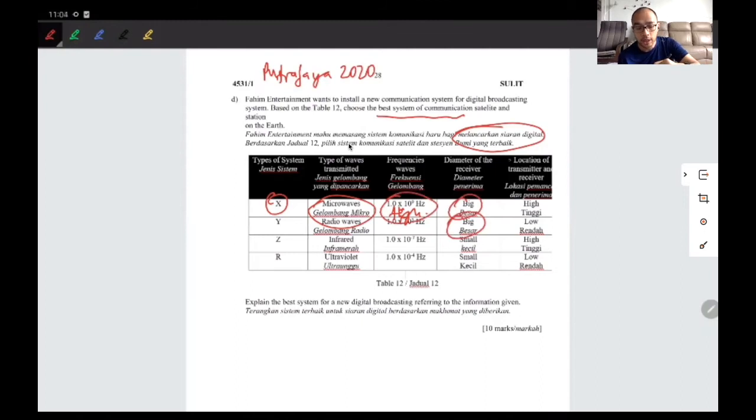Okay, location of the transmitter and the receiver. Okay, di mana dia punya dish? Do we want it to be high or low? After 2 questions, this should be very easy. So the best system obviously is X. Okay, so same question, just dia tanya dalam bentuk yang berlainan. Okay, but if you know the concept of satellites, like you know the use of satellites well enough, this question should be no problem.